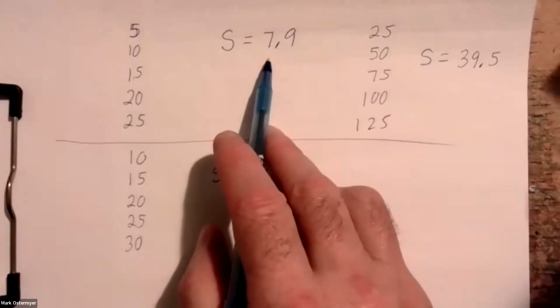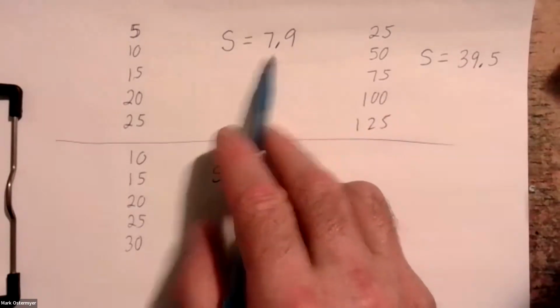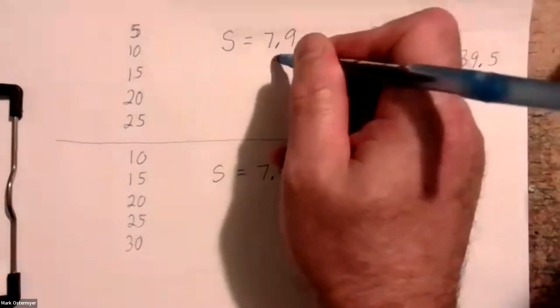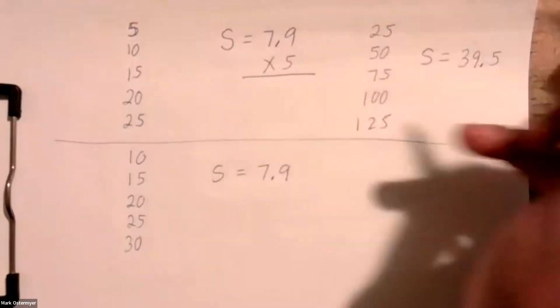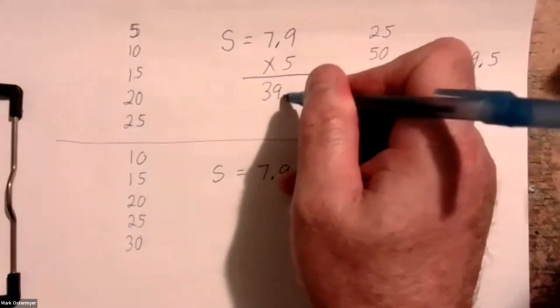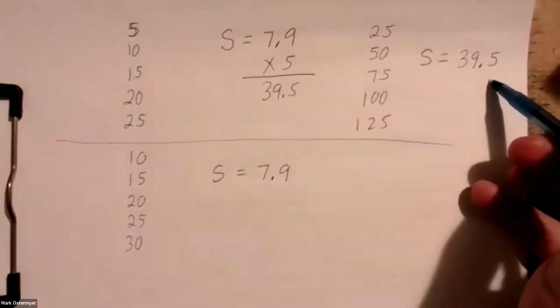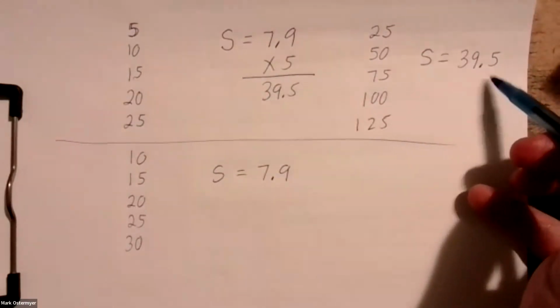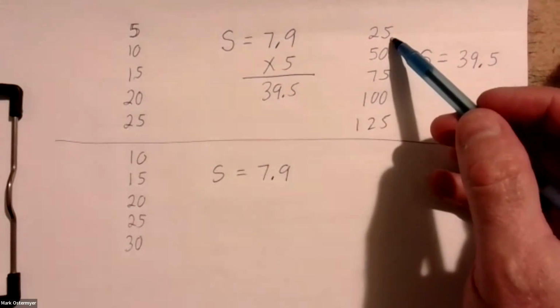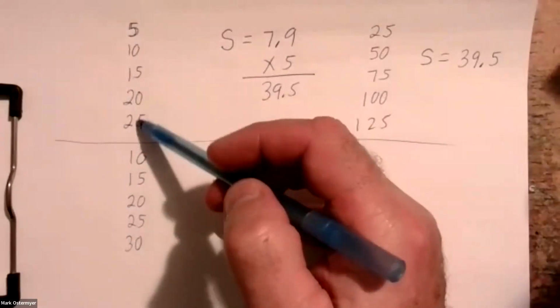Hey, check this out. If you take this standard deviation from this data set and multiply it by 5, guess what you're going to get? You're going to get 39.5. The standard deviation of this data set, which came from multiplying all these data values by 5.